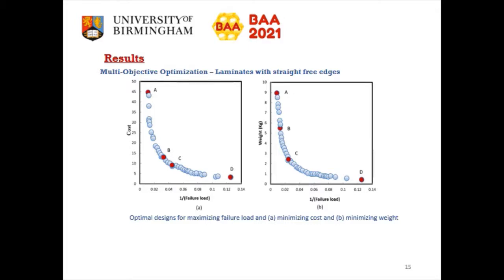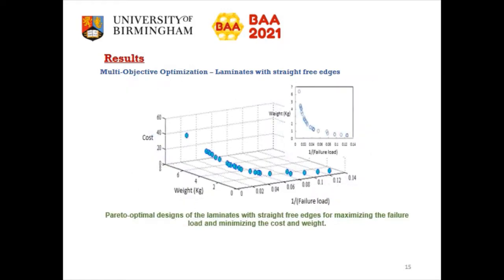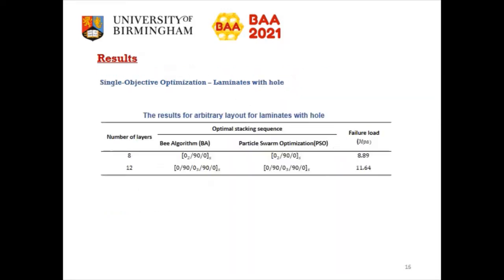In this slide, the multi-objective optimization of composite laminates is considered. First, the optimization process is performed by considering two objective functions, maximizing failure load and minimizing total cost, and maximizing failure load and minimizing total weight of laminates. Now the result for composite laminates with a hole is presented. The optimal stacking sequences are shown in this table.